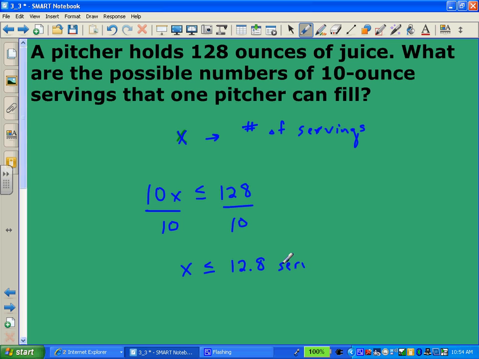Okay? Now, it's okay here that we have a decimal, because we could put part of a serving in there. So we have to put less than or equal to 12.8 servings. And here I don't have to list them out. And again, if you know why I don't have to list them out here, but I had to on the previous one, be sure to let me know tomorrow in class.